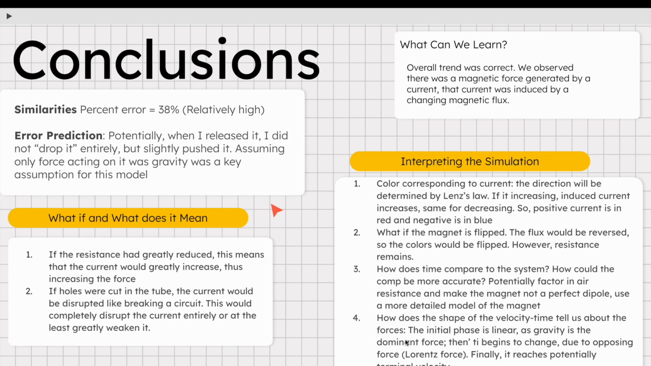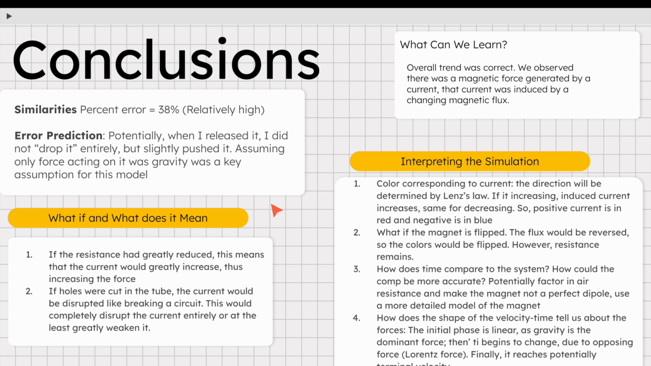I know there's a lot of information on this slide, but I'm going to try and go through this pretty quickly. So some similarities: there was a relatively high percent error. However, the overall trend was correct. Therefore, we did see that there was a magnetic force that was generated by a current, and that the current was induced by a changing magnetic flux. The error prediction for this would probably be that there was a slight resistance that pushed it down a little bit. And that was a key aspect of this model, that I was assuming that the only force acting on it was gravity.